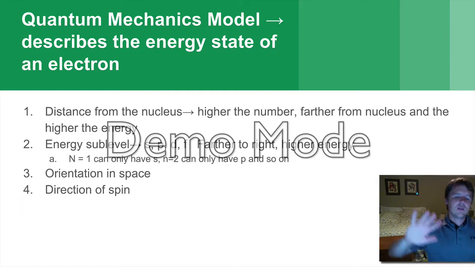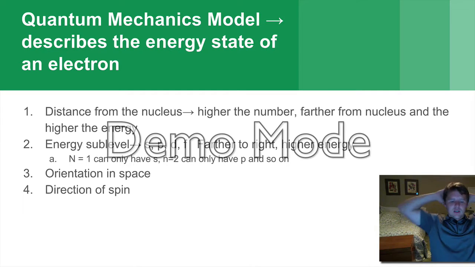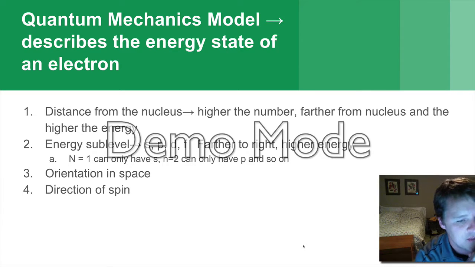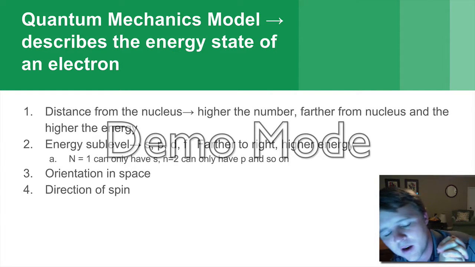So there's 4 things that describe the energy state of an electron. Higher the number, farther from the nucleus, and higher the energy. That's going to be the first number. It's going to be like n equals 1 right here. And then there's also an energy sublevel, SPDF. Farther to the right, higher energy.